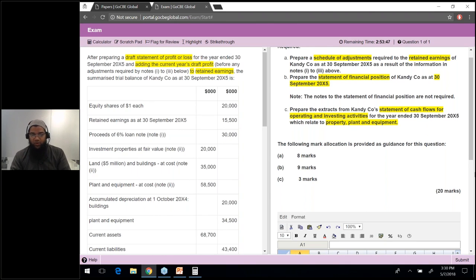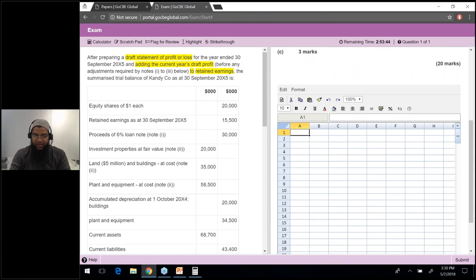Okay, so now what we need to do is prepare a schedule of adjustments. So I'm writing part A. Schedule of adjustments, where we will be starting from the retained earnings.